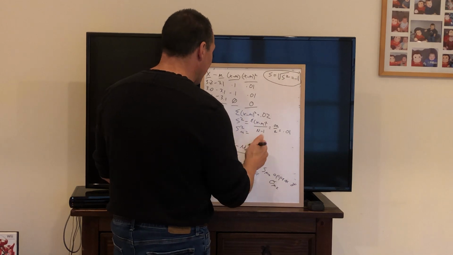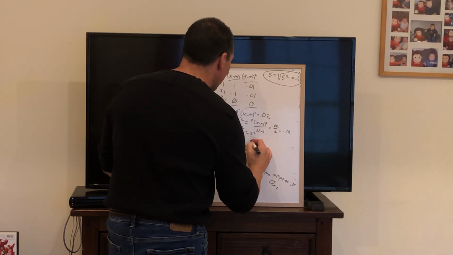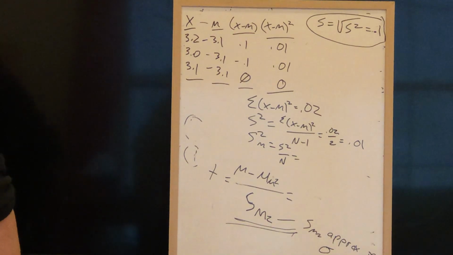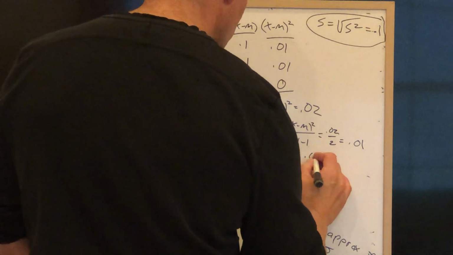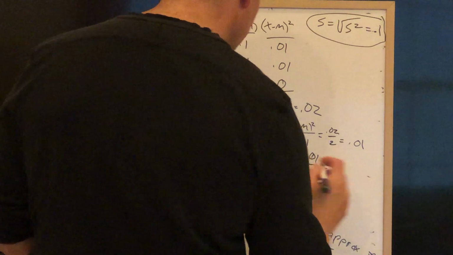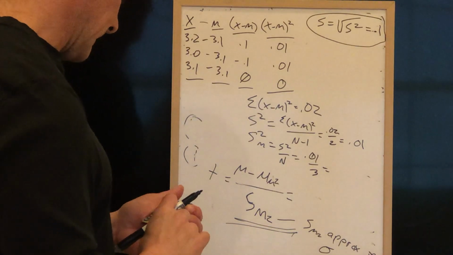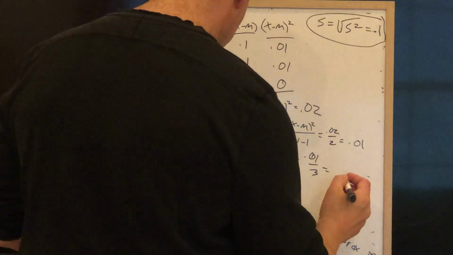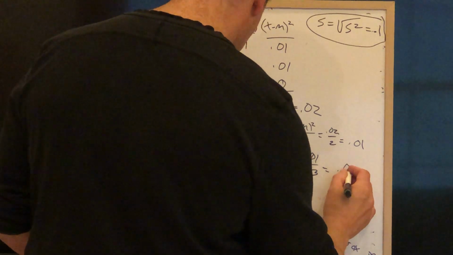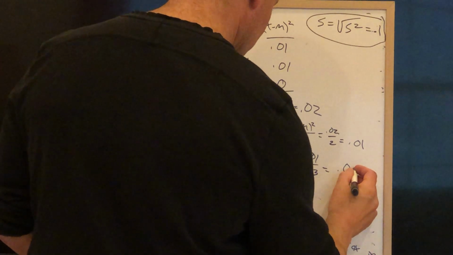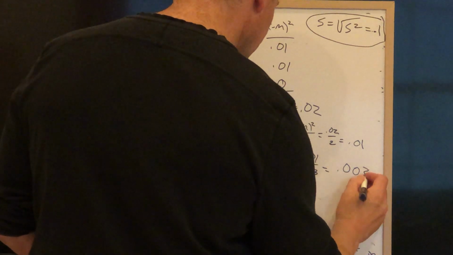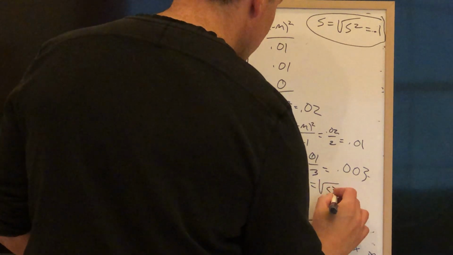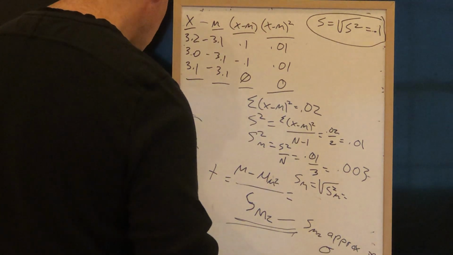So s squared sub M equals s squared divided by n, which equals 0.01 divided by 3, which is, here I have 0.00, too small, I'm going to put that as 0.003. And then s sub M equals the square root of s squared sub M, which in this case is 0.06.